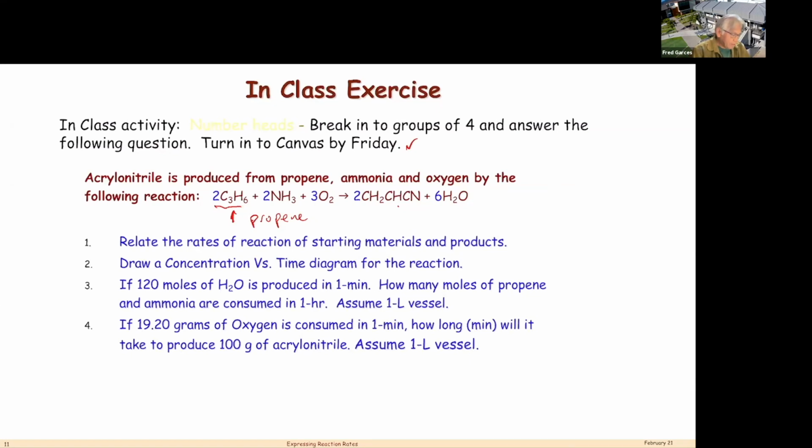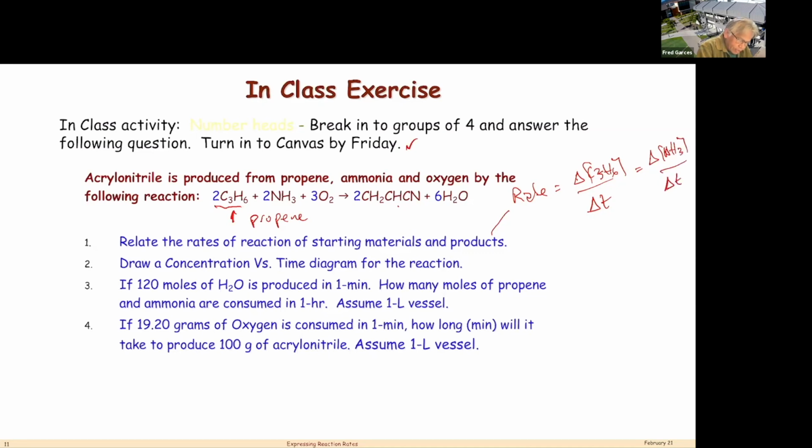under the assignment. But let me describe what you guys are going to do. First of all, this is the main reaction, and I balanced it for you. Relate the rates of the reaction of the starting material and the product. So what I want here is I want to do rate is equal to the change in concentration of C3H6 over delta T is equal to the change in concentration of NH3 over delta T.